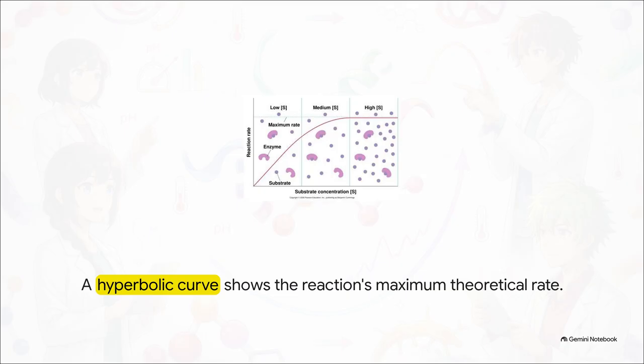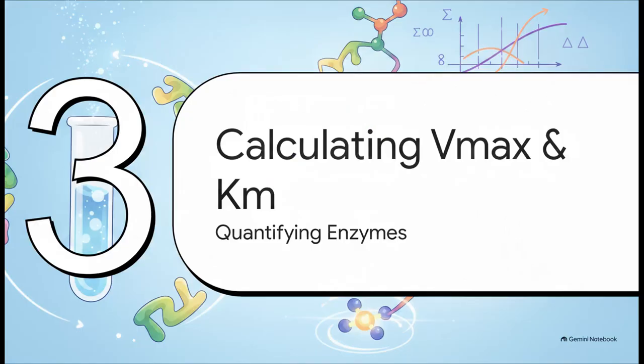See how it starts off steep and fast on the left? That's when we still have plenty of free enzyme. But as we push into those much higher substrate concentrations from tubes F, G, and H, the curve completely levels off into a plateau. That flat red line right at the top, that is the absolute physical speed limit of our saturated enzyme. Moving on to Section 3, calculating Vmax and Km, it's time to actually quantify our enzymes.